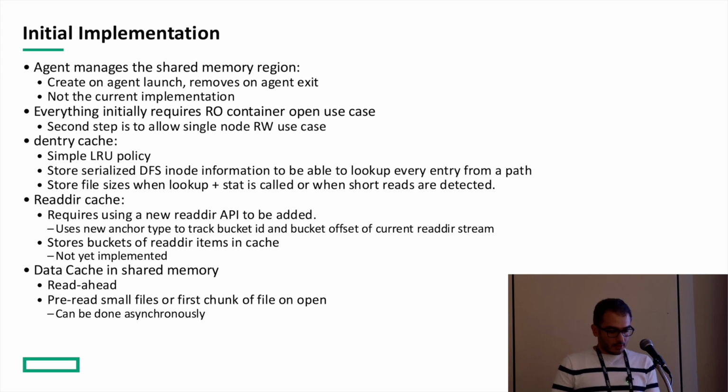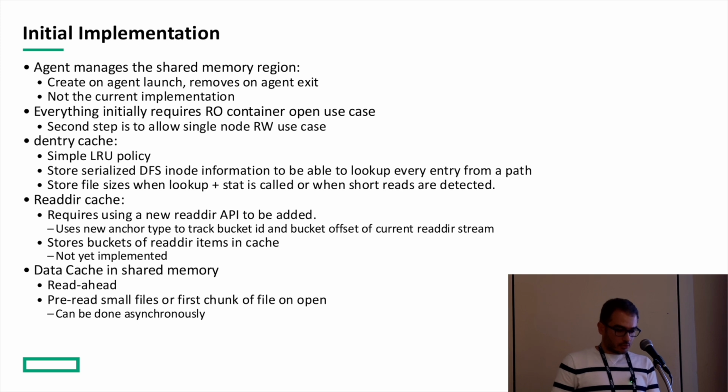So today we have a dentry cache. It's a simple LRU policy. We have a way to serialize, for example, the DFS object, the file or the directory, and store it in the cache and retrieve it when we need it. We also cache file sizes when they're looked up, if there's a lookup plus stat, because we know querying the file size on DAOS can be very expensive. So that's very important to keep track of the file size, just in case it's repeatedly statted.